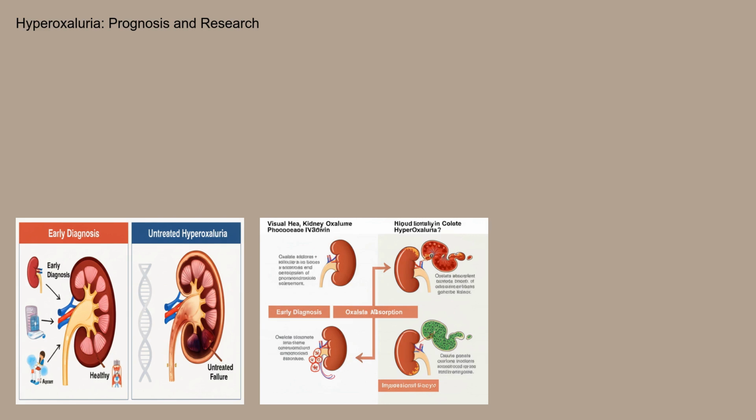The prognosis for hyperoxaluria varies depending on the severity of the disease and the timeliness of diagnosis and treatment. Early diagnosis and treatment can significantly improve outcomes and prevent kidney damage. Primary hyperoxaluria can lead to end-stage renal disease in childhood or early adulthood if left untreated. Recent research is focused on developing new therapies, including gene therapy and RNA interference, to target the underlying genetic defects in primary hyperoxaluria. Furthermore, researchers are exploring ways to improve oxalate absorption in the gut to reduce its excretion in the urine.